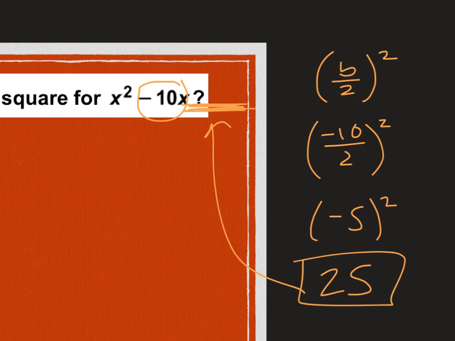So on the homework, it'll have something like x squared minus 10x and then a blank. You would put 25 into that blank because 25 completes the square.